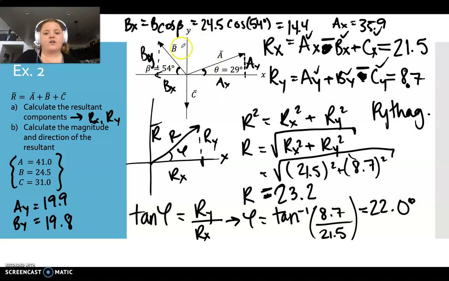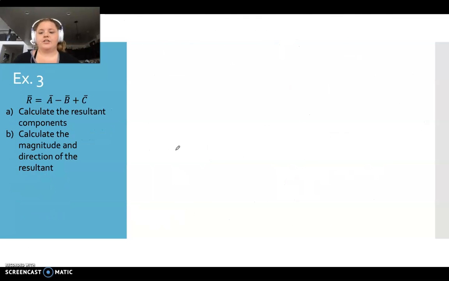Okay, so adding all three of these up, this is what we end up with. All right, so I know that that was a long question, but hopefully that was helpful. And let's go ahead and do the next one, which is going to be a little different. This is going to be using the same information from the last example, but now we have a negative here.